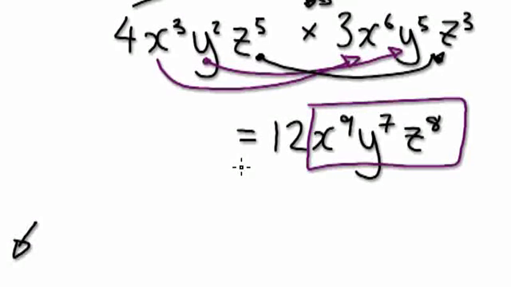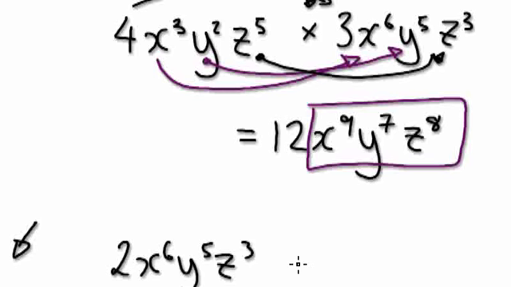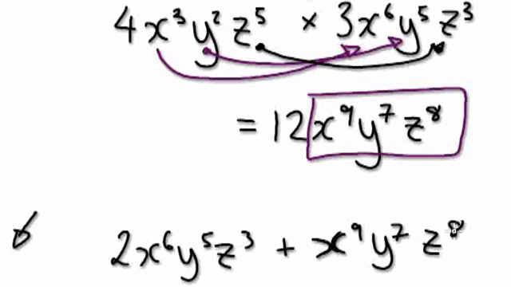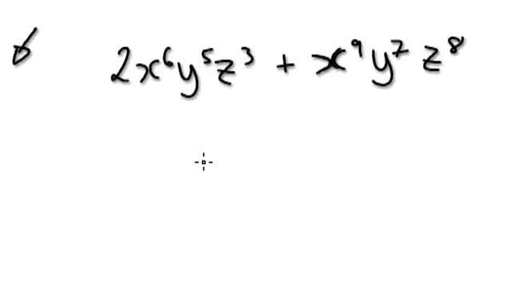Okay, so next question is, let's say 2x to the power of 6, y to the power of 5, z to the power of 3 plus, let's say only 1, okay? Only 1, x to the power of 9, y to the power of 7, z to the power of 8. So what does this become? So press pause and have a go.